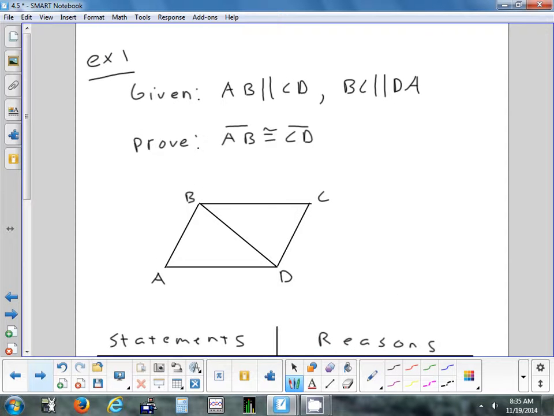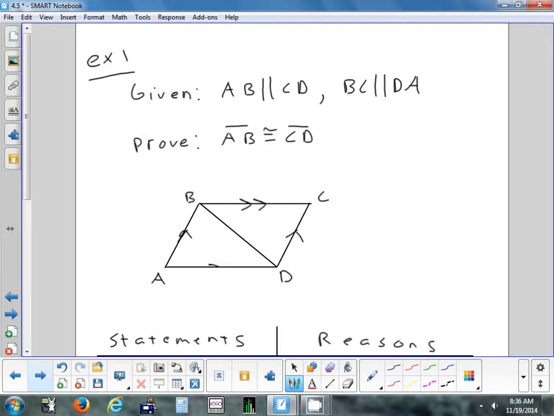So that's pretty much all we're going to look at today. We'll try a few examples doing that. All right, so they've given us some information here, but they didn't mark it in the diagram. I like to mark it in the diagram, because for me, visually, that's easier to see. So AB is parallel to CD, and BC is parallel to DA.